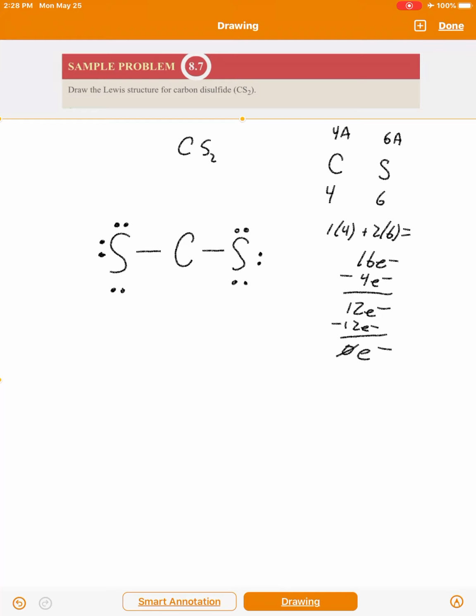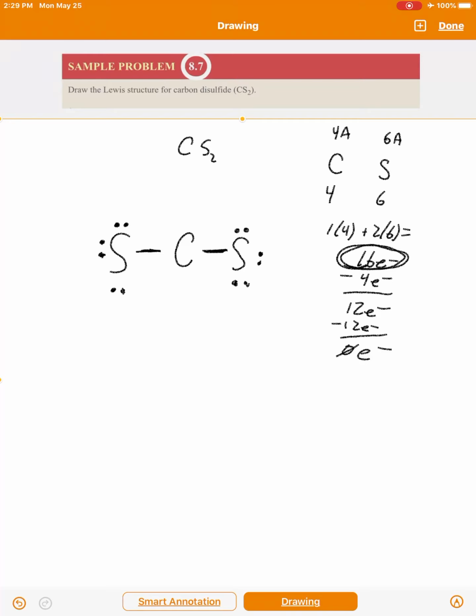Okay? So let's remind ourselves. Each lone pair is 2 electrons. So the sulfur here has 3 lone pairs. That's 6, and we already accounted for 2 more. That's 8. So we've used 8 out of these 16. 2, 4, 6, plus another 2 is 8. We've accounted for another 8 in these 16. And now it's all done.